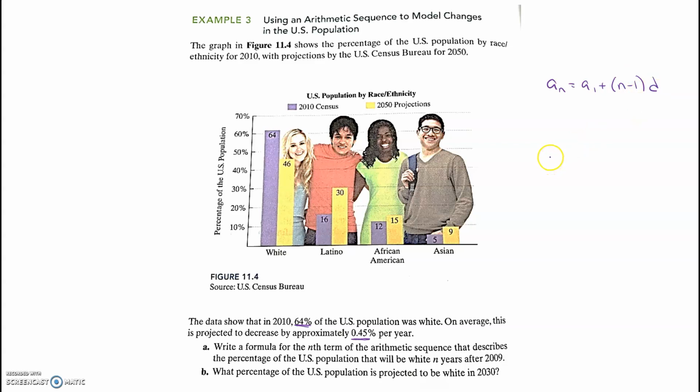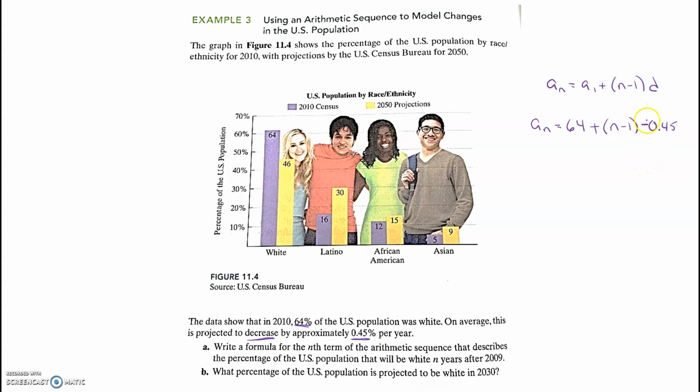All right, so a sub n equals my first term. So where did we start? Currently at 2010, we're sitting at 64% plus n minus 1. We're going to leave that alone. We don't know what n is. We want the nth term, so we're going to leave n alone. My common difference, it's decreasing by 0.45%. So it's actually a negative 0.45 is my common difference.